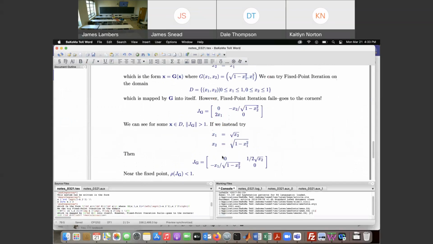All right, so are there questions about fixed point in higher dimensions?